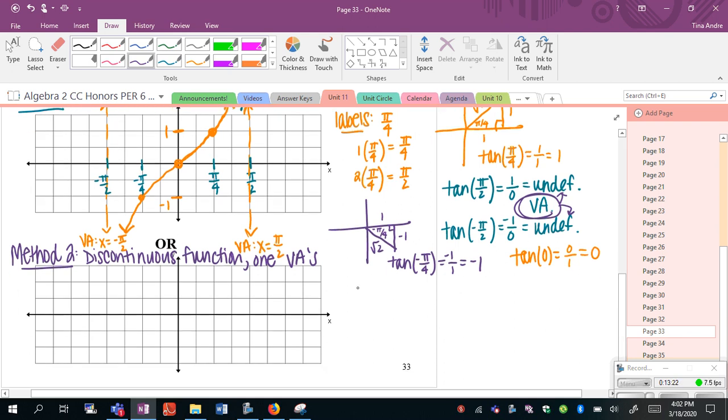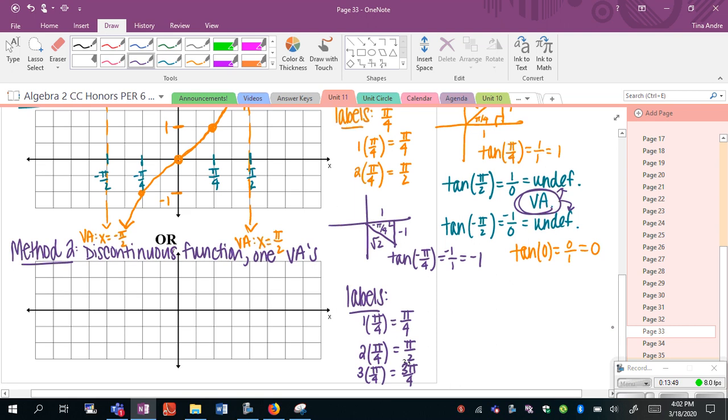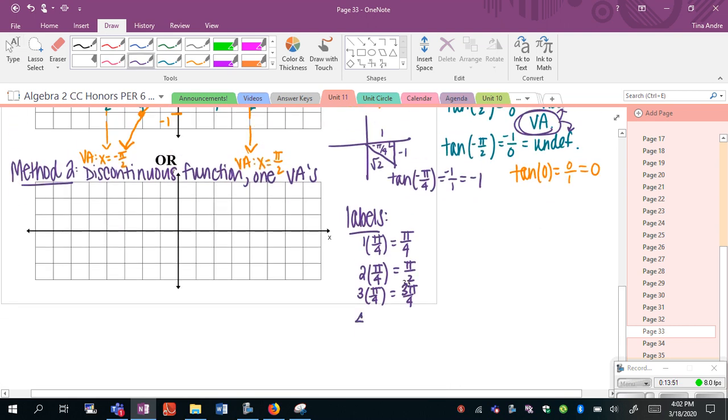where if I go right into it, I think about my labels, and since the period's pi, the labels are pi over 4. So the first one is going to be 1 times pi over 4, which is pi over 4, 2 times pi over 4, which is pi over 2. Then we have 3 times pi over 4, which is 3 pi over 4. And then for the last one, we have 4 times pi over 4, which is pi.